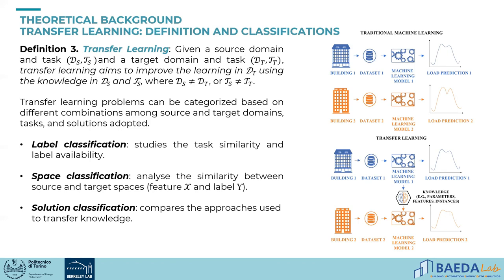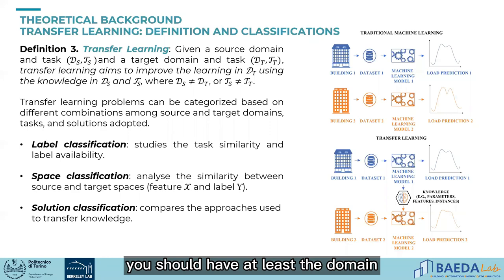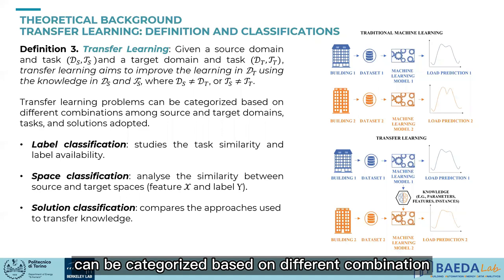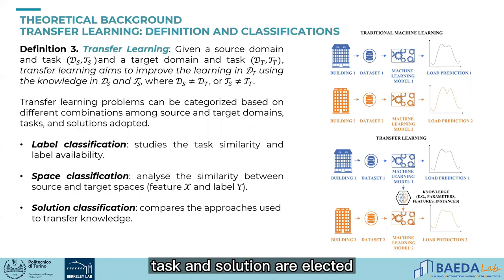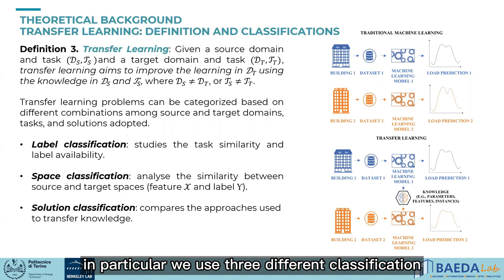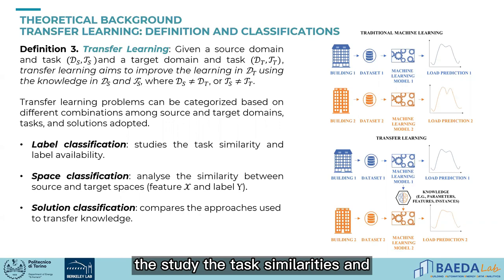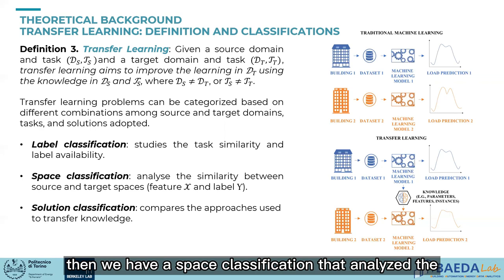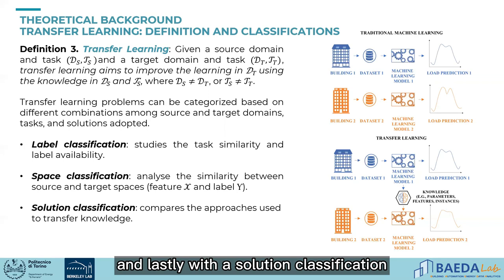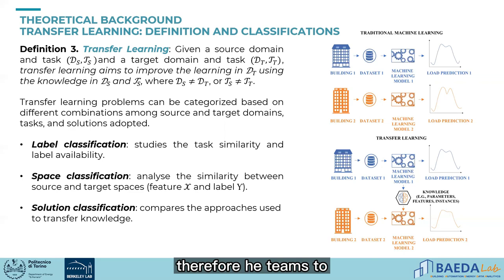Therefore, you should have at least a difference in the domain or the task. Transfer learning problems can be categorized based on different combinations among the source and target domains, task, and solution adopted. We will see that the different classifications that we are introducing will be useful to understand the review findings. In particular, we use three different classifications. The first one is a label classification that studies the task similarities and the label availability. Then we have a space classification that analyzes the similarity between the source and target space. And lastly, we have a solution classification that compares the approach used to transfer knowledge. Therefore, it aims to answer the question, how can we transfer knowledge?